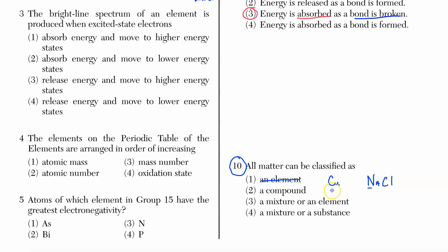So we can be elements, we could be compounds, but then we can have more. We can have a mixture of these things. So to really understand this problem, we need to break down how matter is classified. So we have heterogeneous matter, and then we have homogeneous matter.